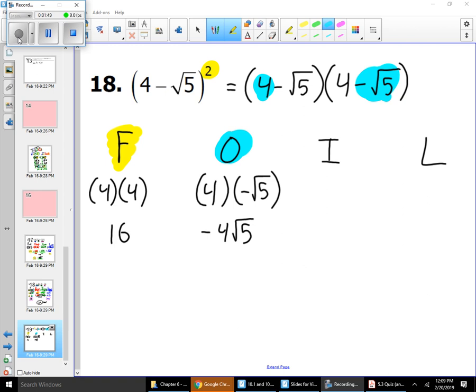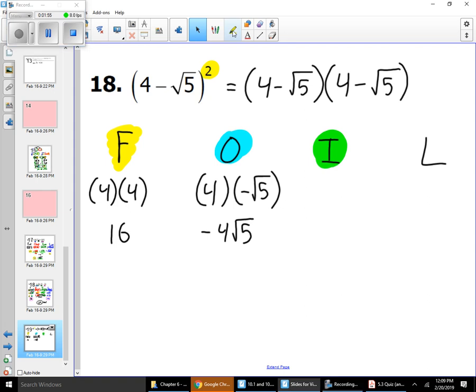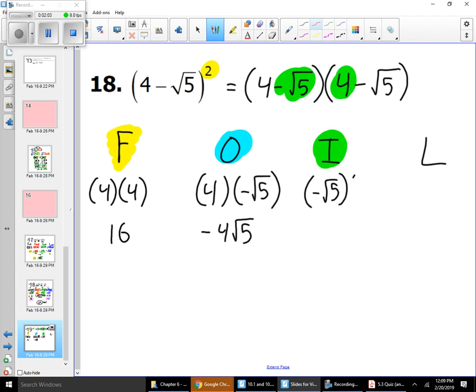What's nice about this FOIL problem is when I go to look at my inside term, my inside terms are going to match the outside terms. So I still have a negative root 5 and a 4. They're in the different order, but when you multiply those together, you get a negative 4 root 5. Note that these are the same. So that's kind of nice.